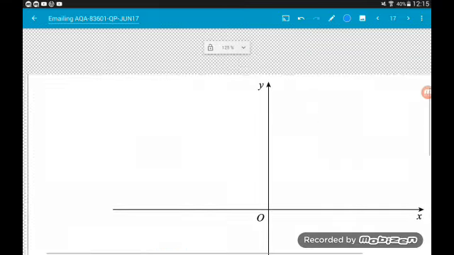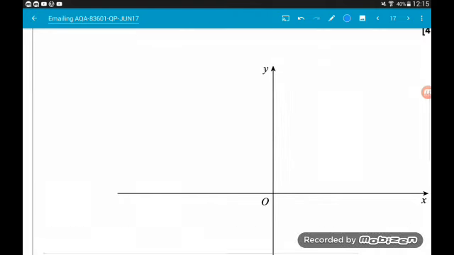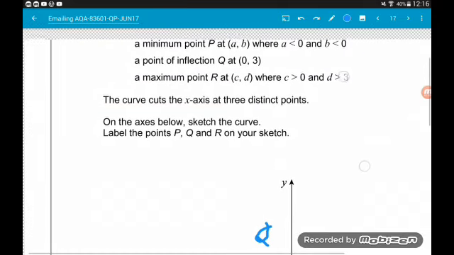So then we're told we've got a point of inflection, which is point Q, which has coordinates 0, 3. So Q is going to be somewhere on the y-axis. Let's put Q here at the moment. So our point of inflection is sort of, let's just explain it. When your graph sort of goes like this and like that, that point there where it has no gradient is a point of inflection.